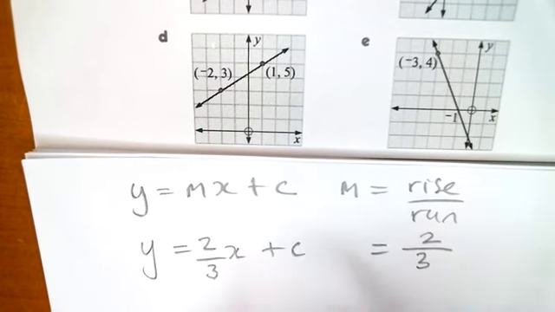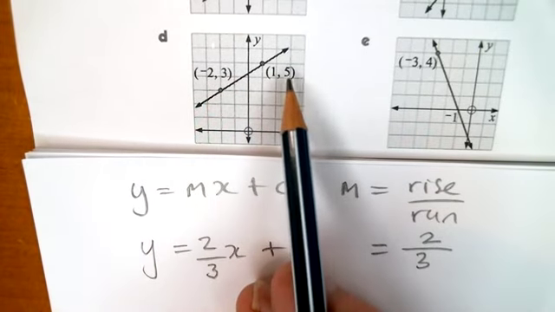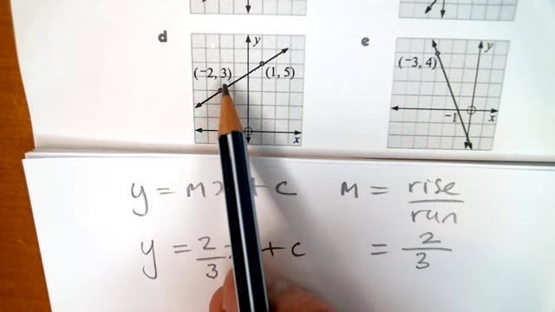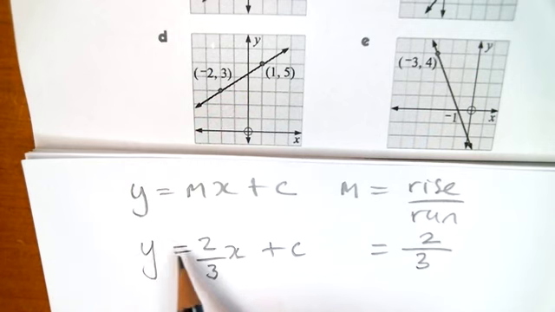Now, we don't have a c value, but what we can do is take either one of these 2 points and use the x value and the y value, and put the x value here, the y value here, and then just solve for c.